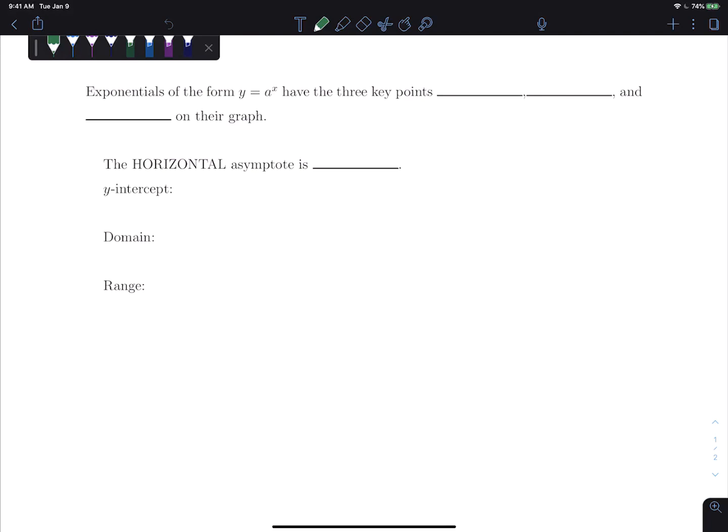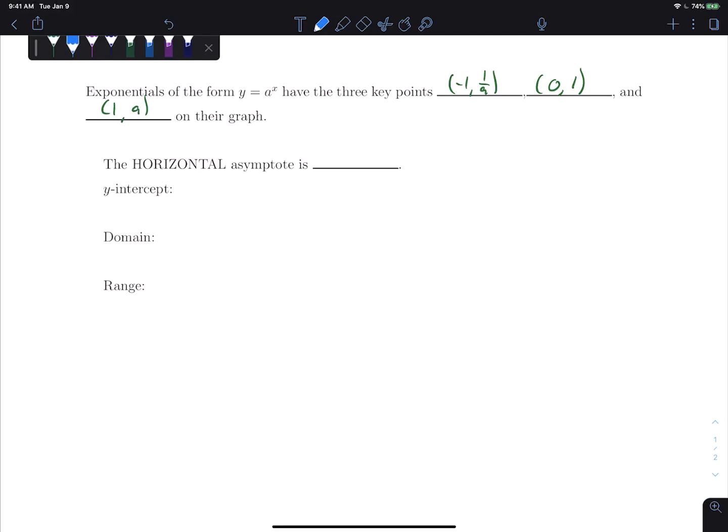Hello. In this video, we're going to look at some basics of exponential functions. So exponentials of the form y equals a to the x power have three key points. And those three key points are (-1, 1 over a), (0, 1), and (1, a) on their graph.